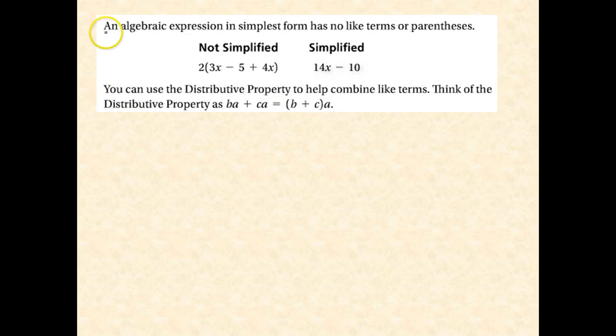Alright, here's an important fact. An algebraic expression in simplest form has no like terms and no parentheses. So simplest form, no like terms, no parentheses. This is not simplified because I have parentheses and I have like terms. This is simplified because I have no parentheses and no like terms. And we can use the distributive property to help combine like terms.